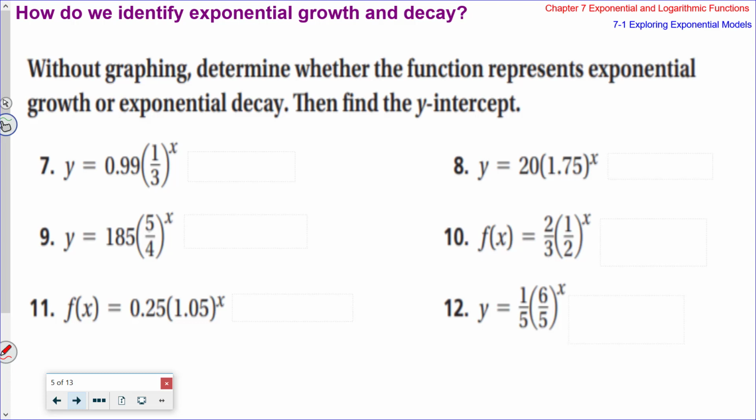Growth or decay, 2 parts to the question if you read the instructions. Determine if it's growth or decay, and what is the y-intercept. The y-intercept is always the A value. Antonino. I'm going to say it's decay. Okay. And y-intercept is 0.99. There you go. Decay, y-intercept is 0.99.